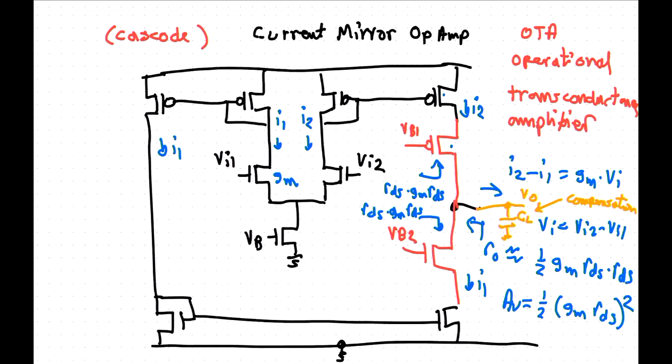So, you say that's the benefit of Miller compensation, that on chip we don't have to have as big capacitors? For the same situation, my load capacitor would be a lot bigger. No, they will be about the same.